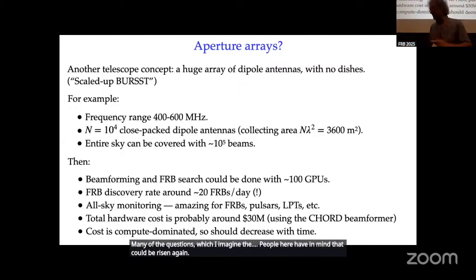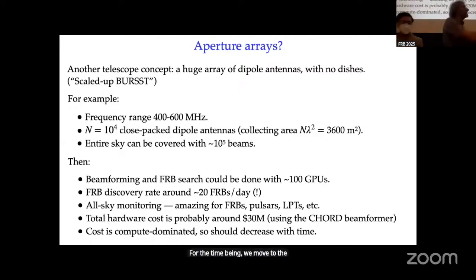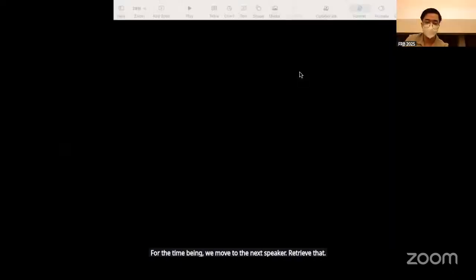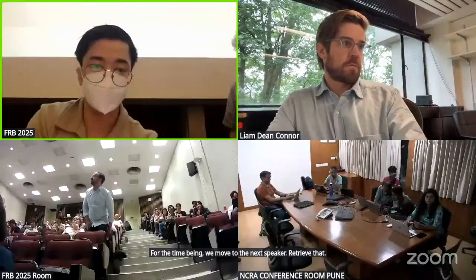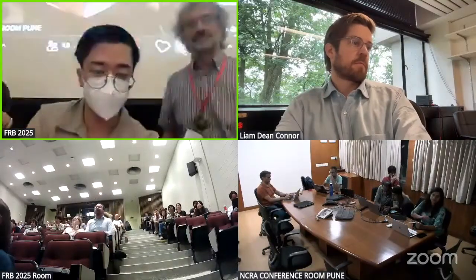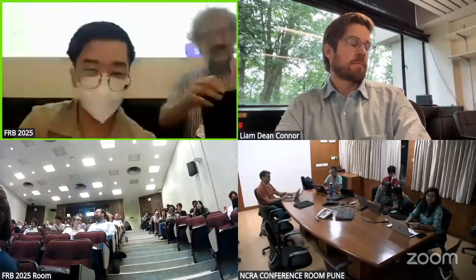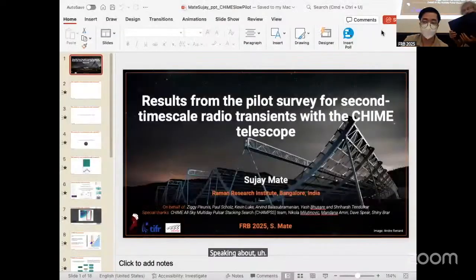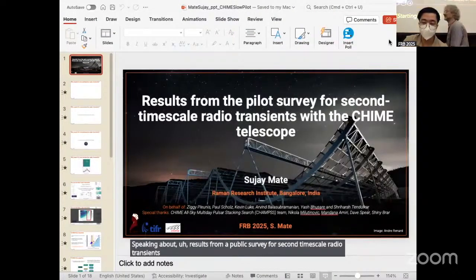For the time being, we move to the next speaker, who is speaking about results from a pilot survey for second-time-scale radio transients with the CHIME telescope.